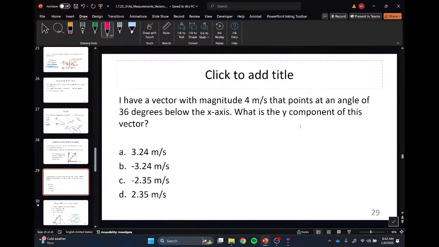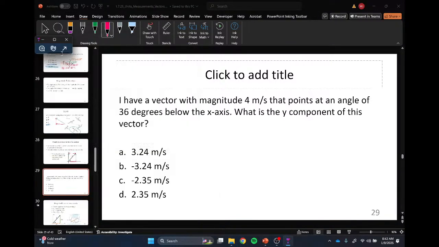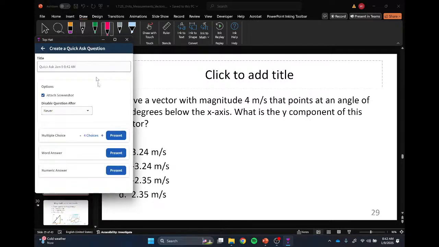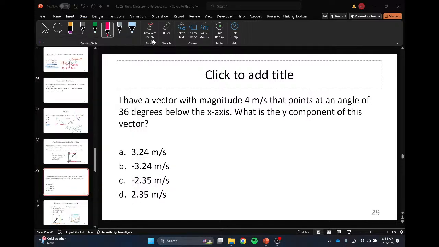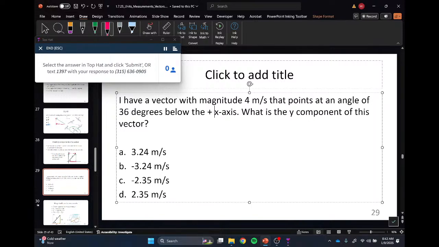Draw a picture before you do anything. This is going to be a super common trend in this class. Always draw a picture. Always. If you're not drawing a picture, my goodness, you're making your life so much more difficult. Yes, great question. Below the positive x-axis. That is important for me to clarify because below the negative x-axis is a completely different spot.